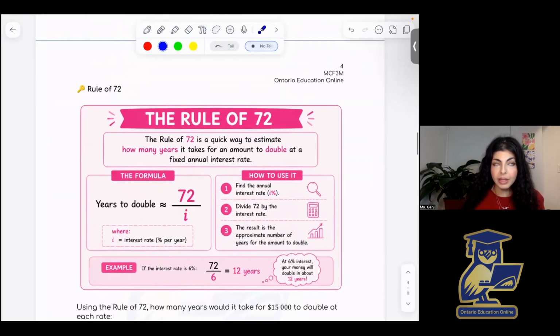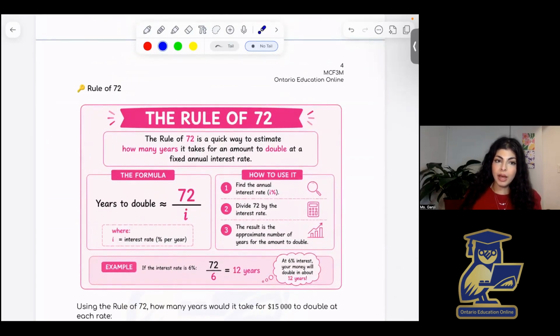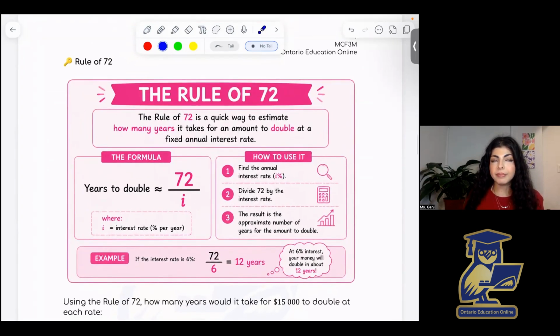Now, with financial literacy, there's the rule of 72. So this is, of course, an estimate. It is not a solid formula that works at all times, but as a general rule, it's an interesting rule that works and can be used sometimes to calculate the doubling period.